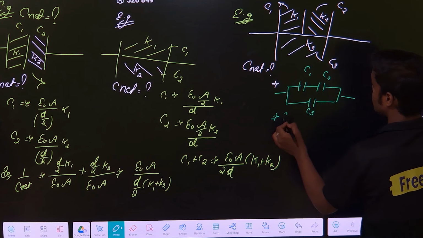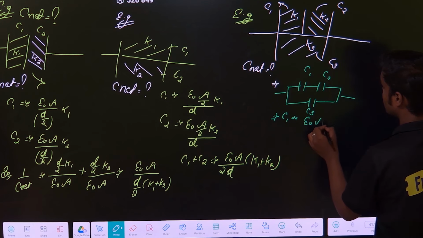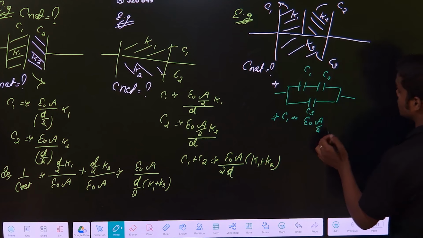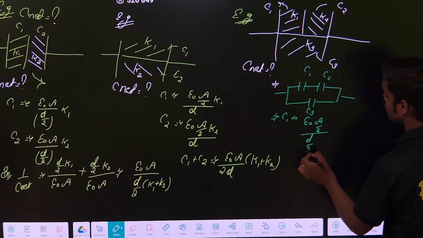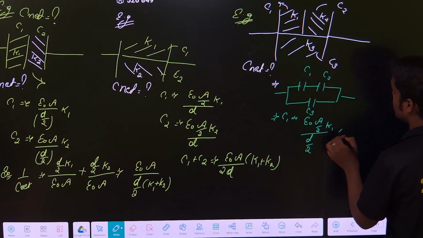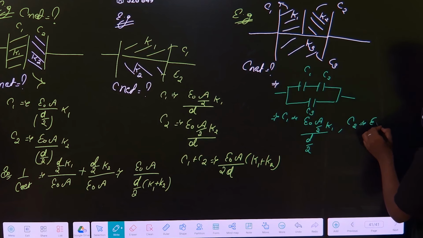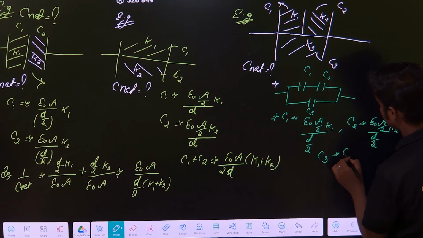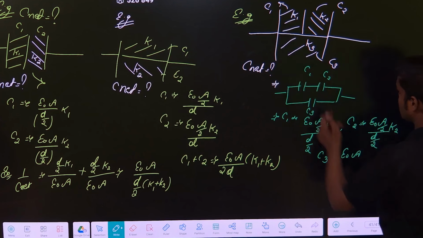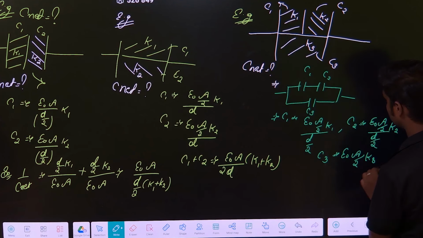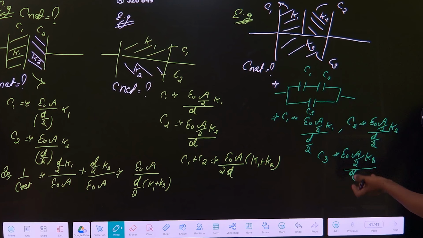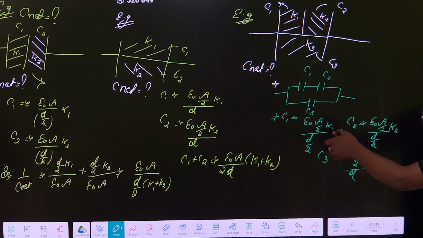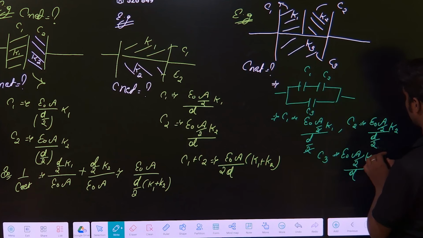Now calculate what is C1. That is epsilon naught, area is A by 2, distance is D by 2, and this is K1. Then C2 is equal to epsilon naught A by 2, D by 2, into K2. What is C3? Epsilon naught, the area is A by 2 into K3 divided by D. Now C1, C2, C3, just apply this. C1 is in series with C2. In series, what we have seen, this 2 by 2 will cancel out.